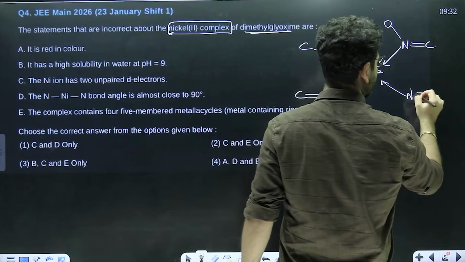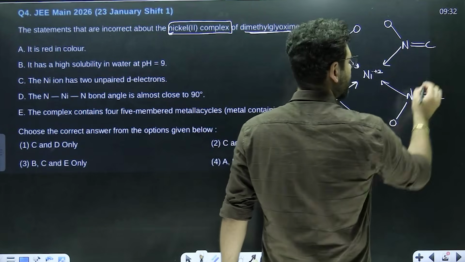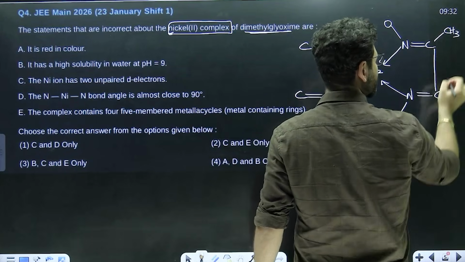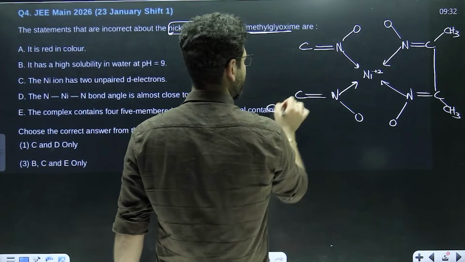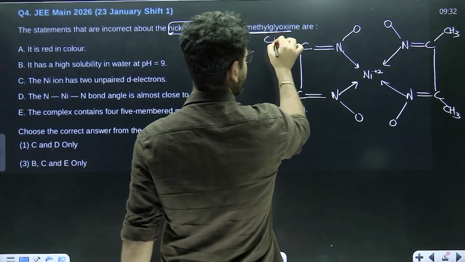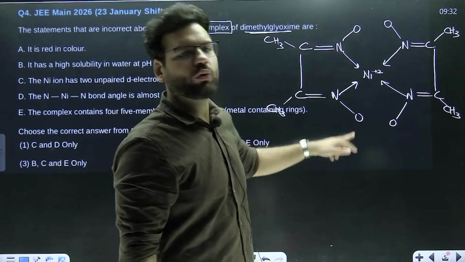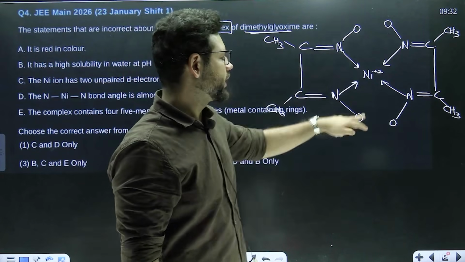C double bond NOH. This becomes glyoxime. This becomes dimethyl glyoxime. Dimethyl glyoxime. Glyoxime has an OH group here and an OH group here. Okay. Dimethyl glyoxime will have an OH group here and an OH group here.